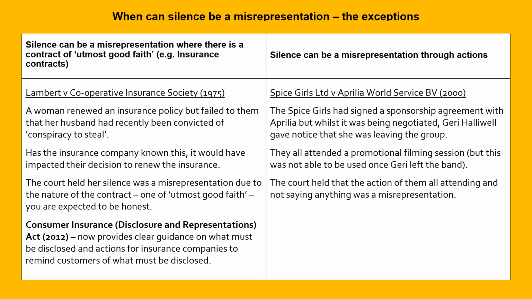Now, this has slightly been impacted by the Consumer Insurance Disclosure and Representations Act 2012, and that act provided guidance to insurance companies about what they actually have to say. So they are under an obligation to ask customers certain questions like this. They don't just necessarily have to wait for the person to say it. They'll have to actually ask, have you or anyone, your spouse, etc., been convicted of these crimes? Then if the person says no, they're obviously lying, and therefore that's clearly a misrepresentation. But you're not expected nowadays just to know to say. The insurance company under that act should be asking you.